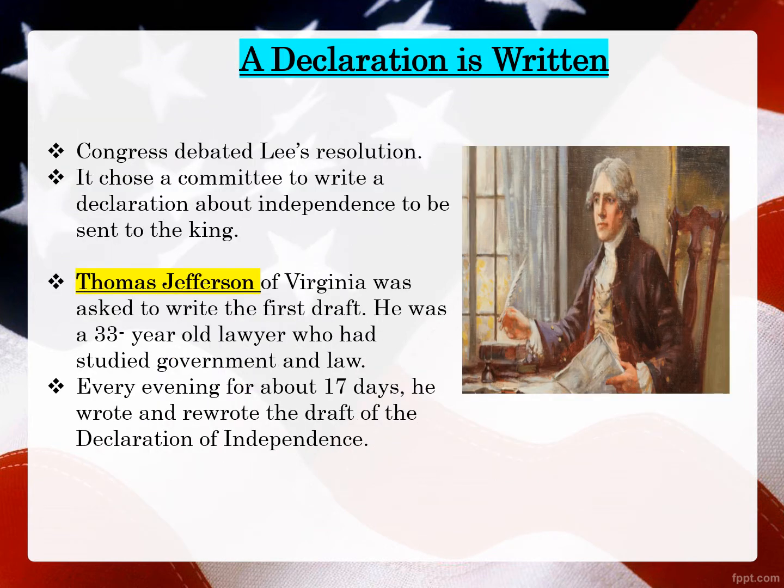A declaration is written. It was mentioned earlier, class, that Richard Henry Lee called for a resolution. So the Congress debated, or had a formal discussion about, his resolution. It also chose a committee to write a declaration, or official statement, about independence to be sent to the king. The committee, grade 5, asked Thomas Jefferson of Virginia to write the first draft, or a rough preliminary sketch of a piece of writing. All right, Jefferson, students, was a 33-year-old lawyer who had studied government and law.